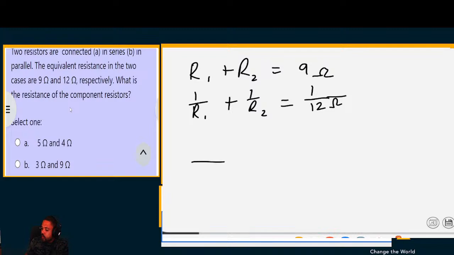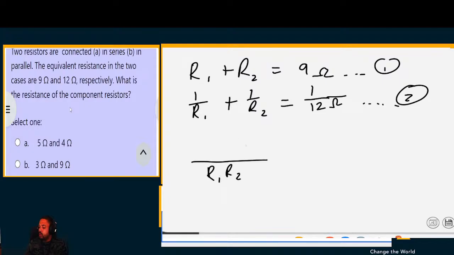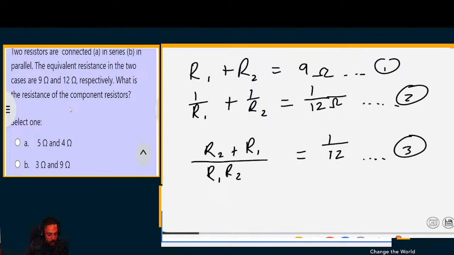So let's start with the second one. Let's call this equation 1. Let's call this equation 2. And let's make an equation 3. R1 times R2 is going to be equal to R2 plus R1, and that's going to be equal to 1 over 12. This is basically just equation 3, and we rewrote it by finding the common factor. This is basic high school stuff. No need to rehash it.